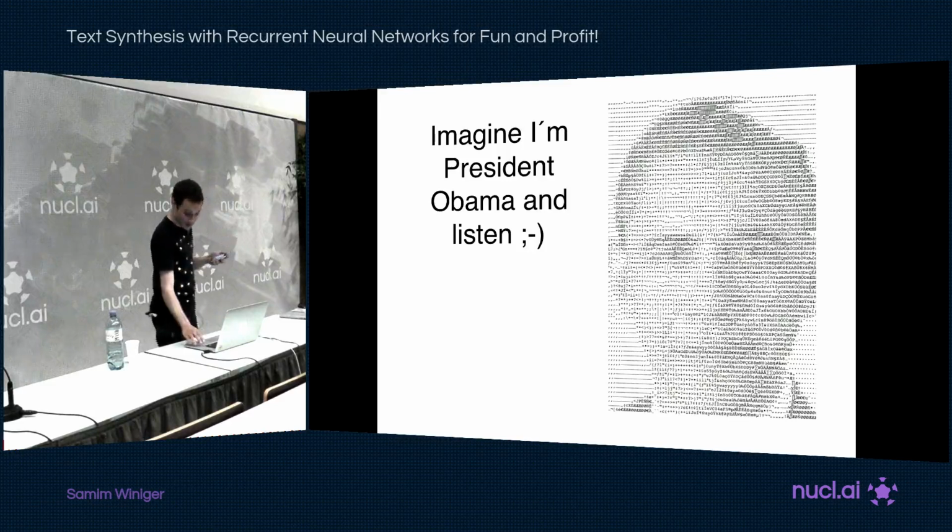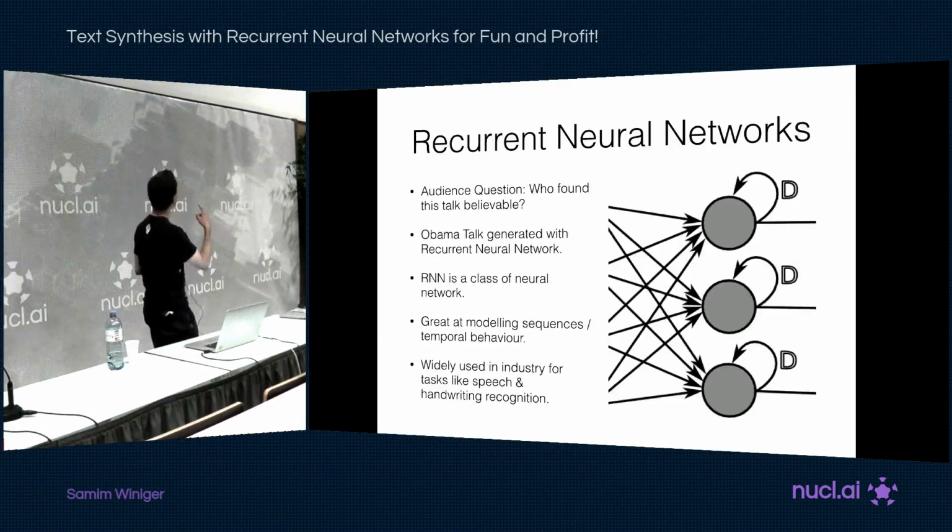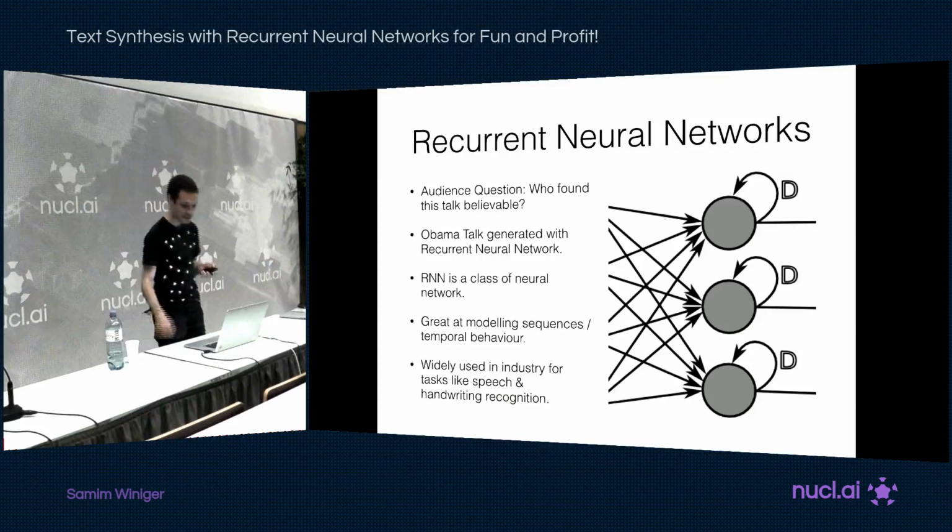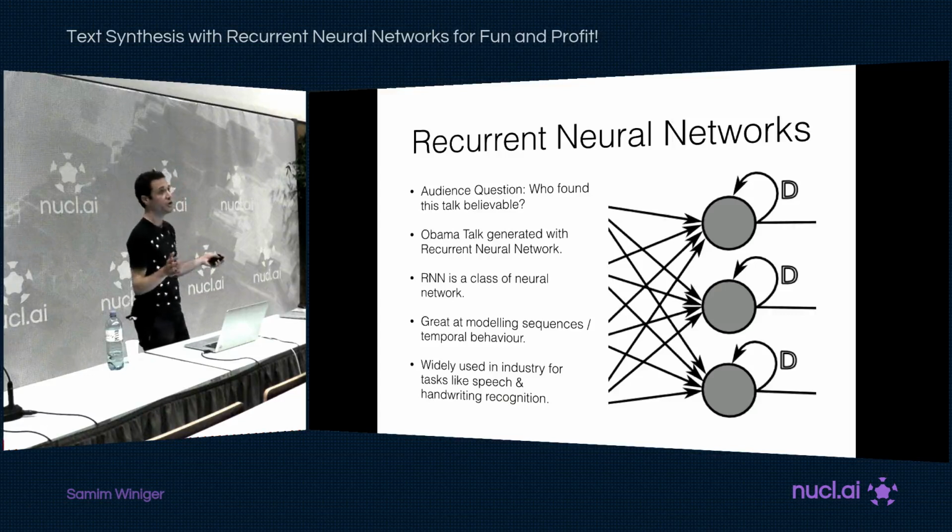Now, I'm not reading this just because I like Obama, but I'm reading this to you because it's generated by a recurrent neural network. Maybe a quick audience question. Who found this talk somewhat believable? Hands up. That's good. Maybe a second question. Who found it entertaining, at least? All right, that's good. So, as mentioned, the entire text you just heard is completely generated by a recurrent network.